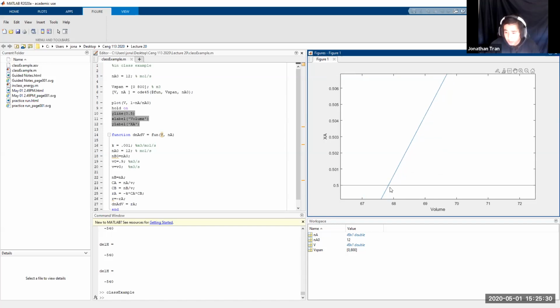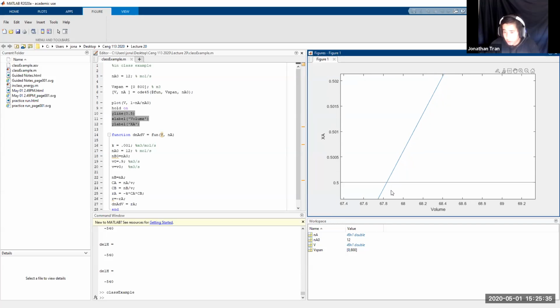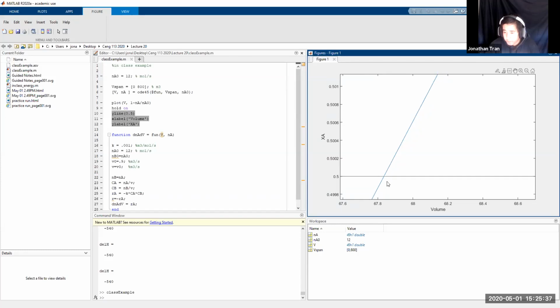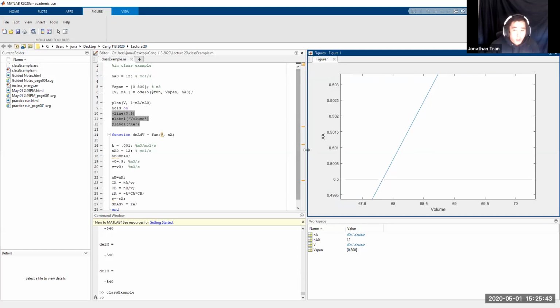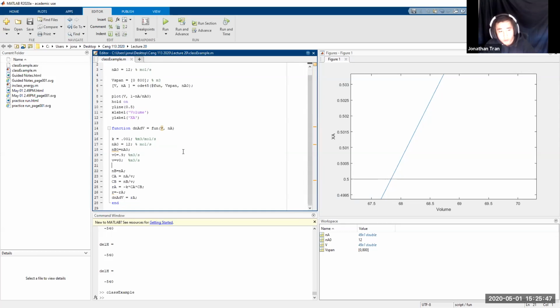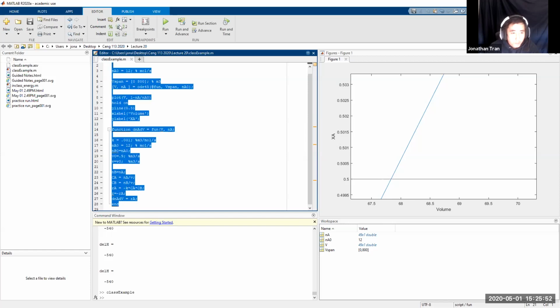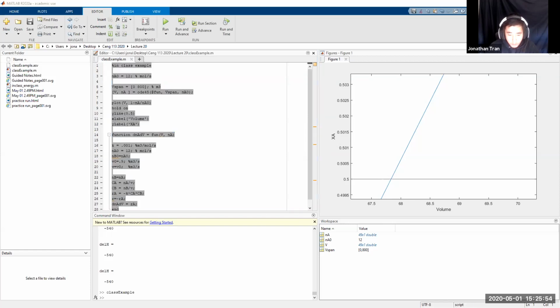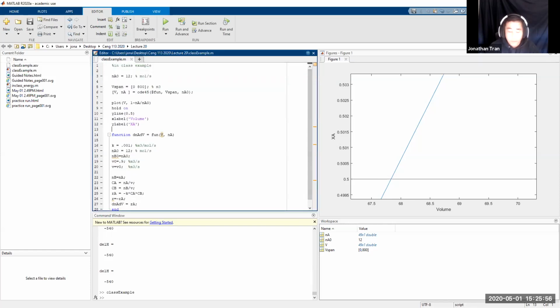So 67.7 is approximately correct based on this chart. It's actually a little bit higher, like 67.8 something. But anyways, this is the kind of code that you would use to solve a straight material balance. And I will be posting this code along with the lecture after class today.